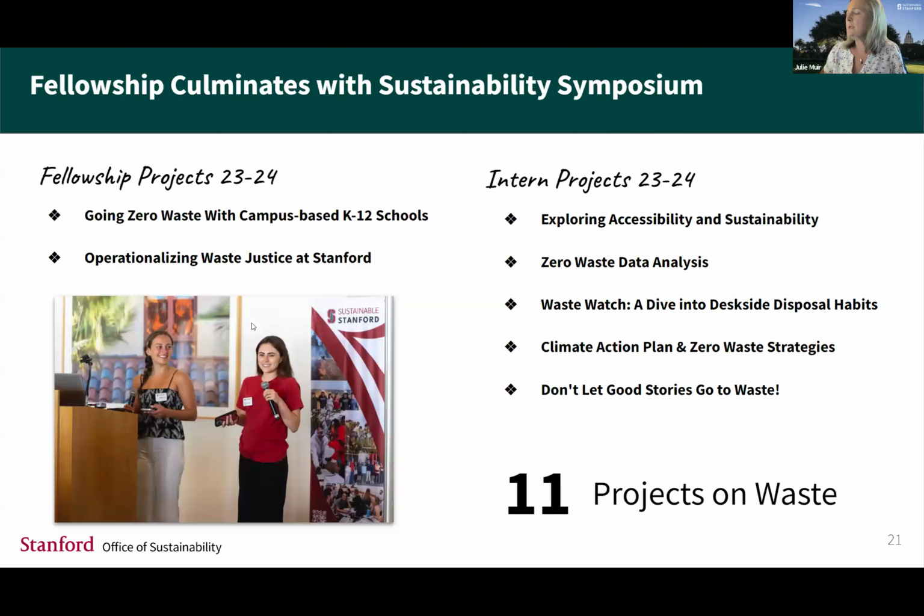And then lastly, our Living Lab Fellowship also includes our interns. So we have several interns that had other projects. And again, this is a little bit less work than the Zero Waste Fellows, where they have to take a class, they have to meet with lots of different people. Our interns do similar work, but don't take the class.